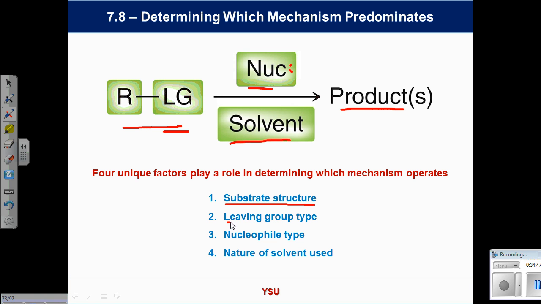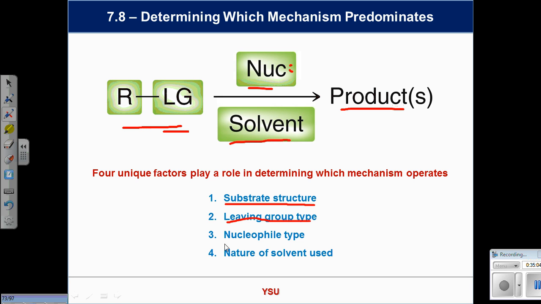The leaving group type. Is it a good enough leaving group on its own? By that I mean, is it a halide? Is it chloride, bromide, or iodide? They're fine coming off on their own. They don't really need any help. What's a leaving group that doesn't do that? What needs some help? OH.